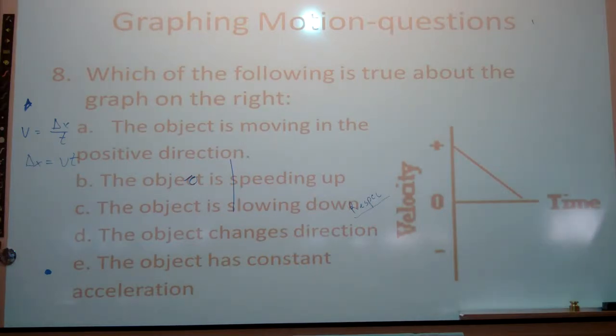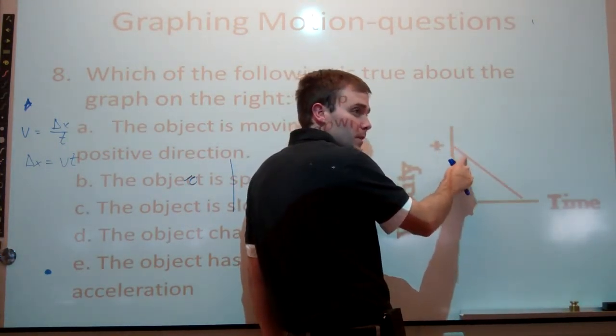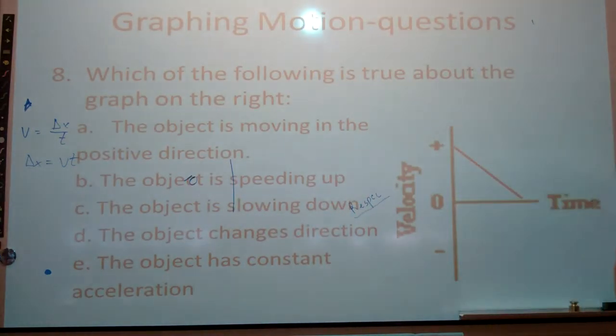Alright. The graph on the right there, is the object moving in the positive direction? Yes. Even though it's slowing down, it's still moving in the positive direction. Does that make sense? Is the object speeding up? No. Is the object slowing down? Yes. Does the object change direction? No. Does the object have constant acceleration? Yes, so it is accelerating. When would it change direction if we continued this line? When it went across the 0 point.